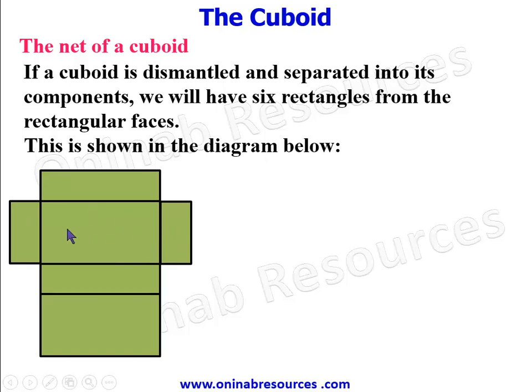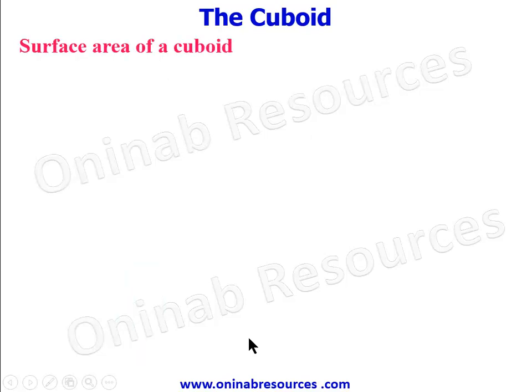These are the 2 opposite faces, left and right, and these are the 2 opposite faces, the one for the back and the front. This is the bottom rectangle and this is the top rectangular face. And we go to the next item, surface area of a cuboid.